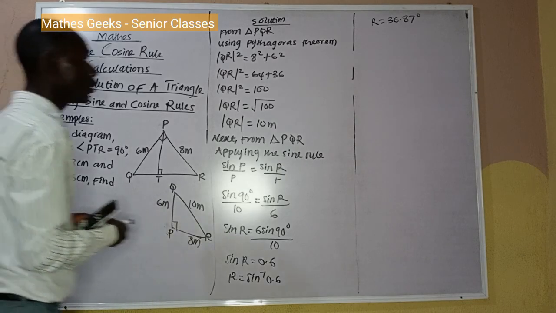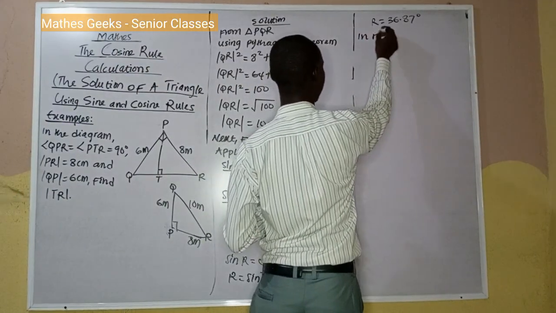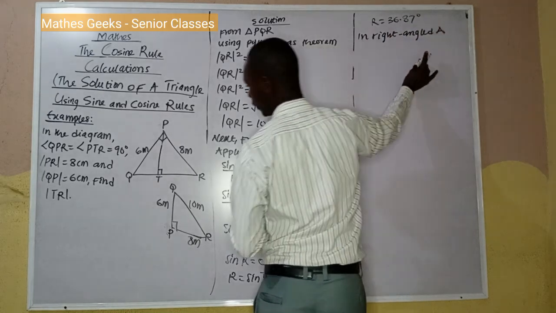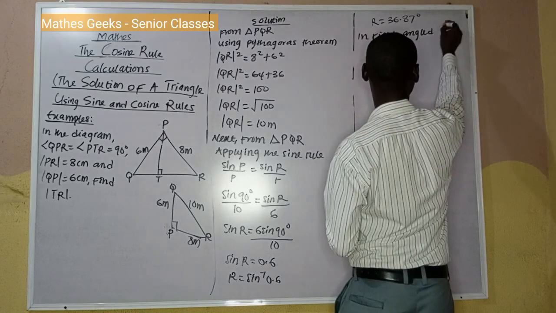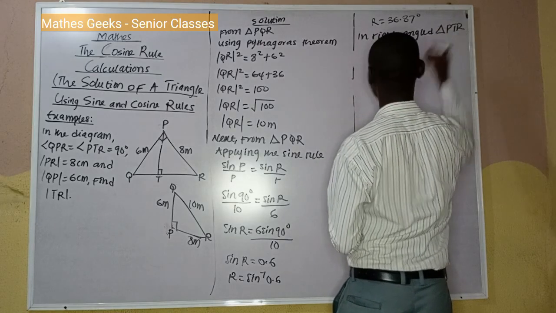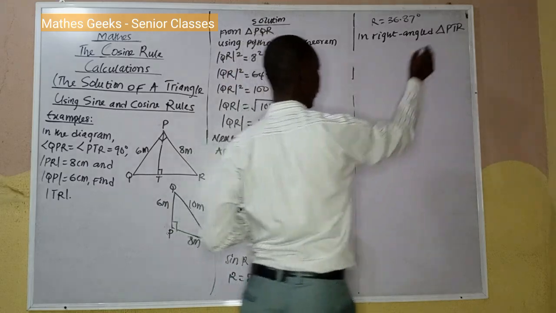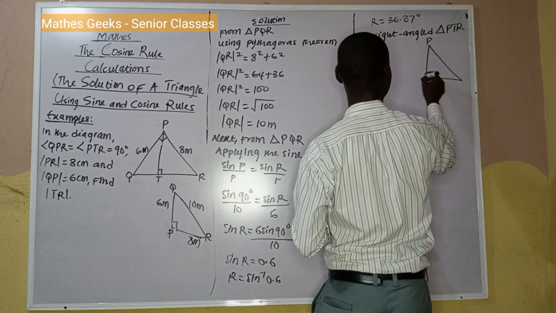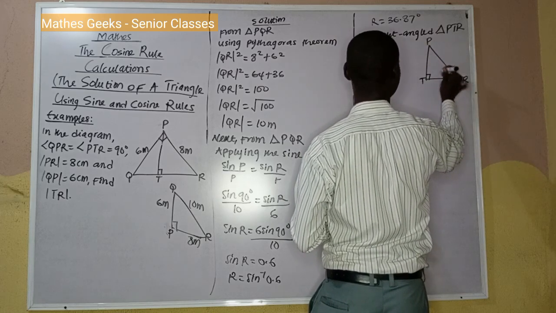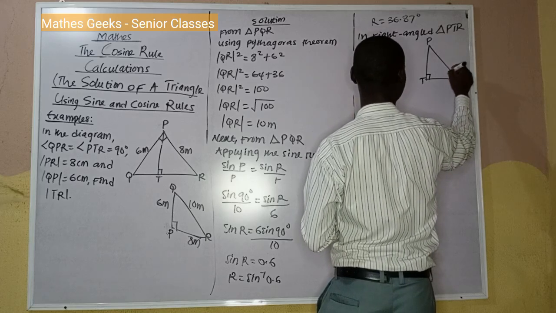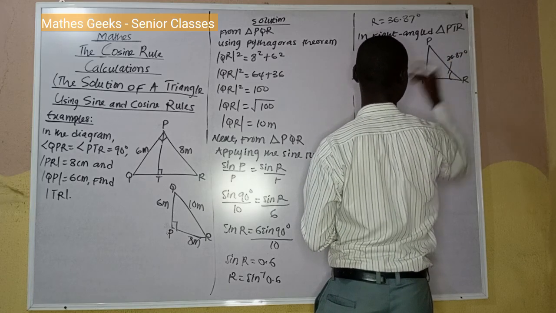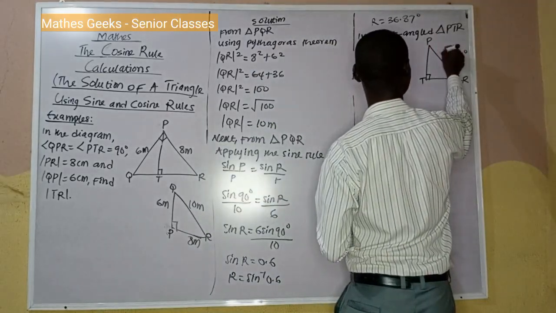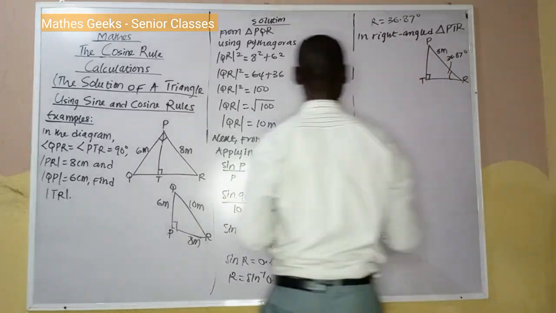The next is a right angle triangle. In right angle triangle PTR, we have something like this: 90 degrees here, and this is R. Now this angle here is 36.87 degrees. We are looking for this side. Now this line here is 8 meters. PR is 8 meters.